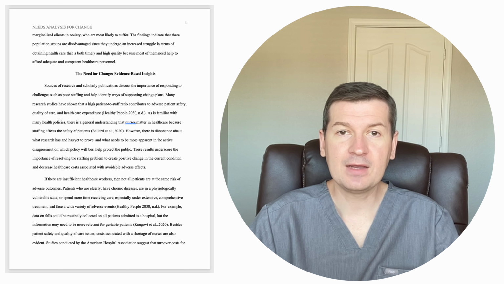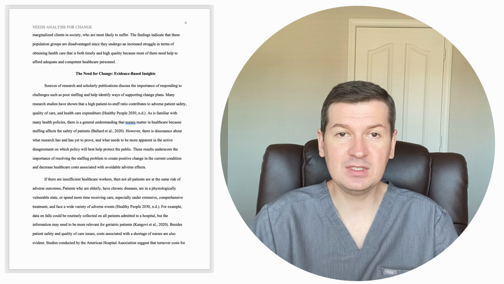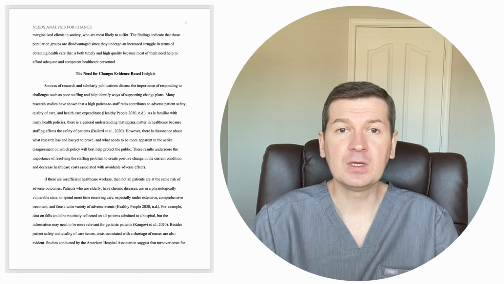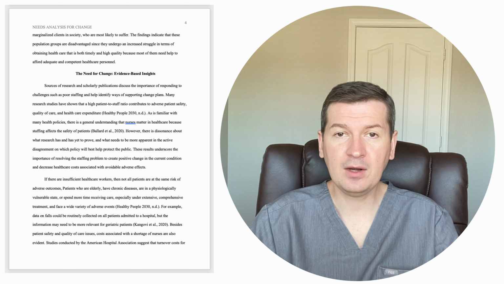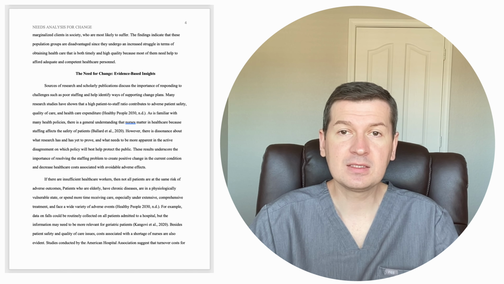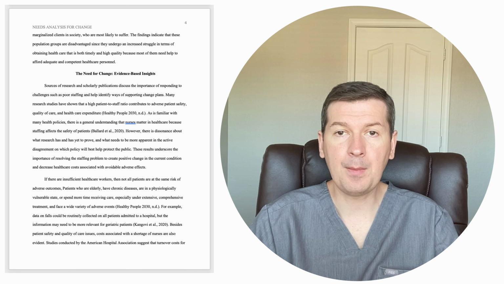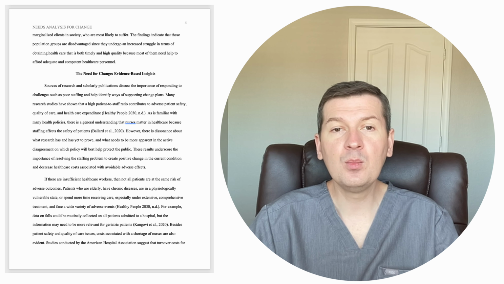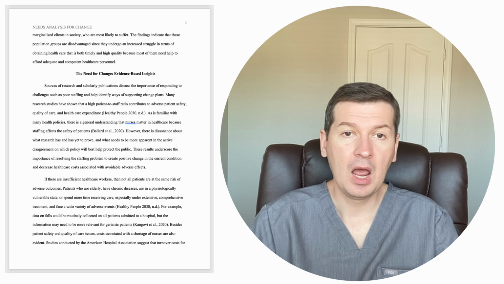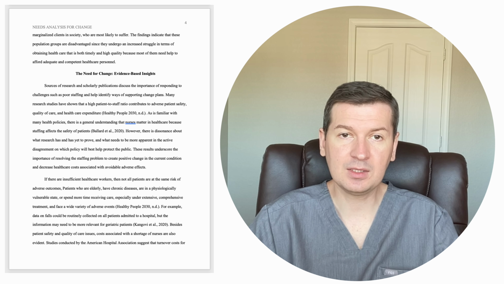Many research studies have shown that a high patient-to-staff ratio contributes to adverse patient safety, quality of care, and healthcare expenditure. Healthy People 2030, no date. As a familiar with many health policies, there is a general understanding that nurses matter in healthcare because staffing affects the safety of patients, Ballard et al. 2020. However, there is a dissonance about what research has and has yet to prove, and what needs to be more apparent in the active disagreement on which policy will best help protect the public.